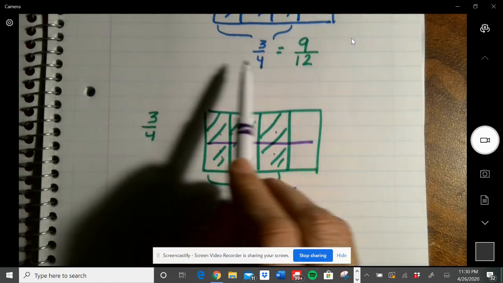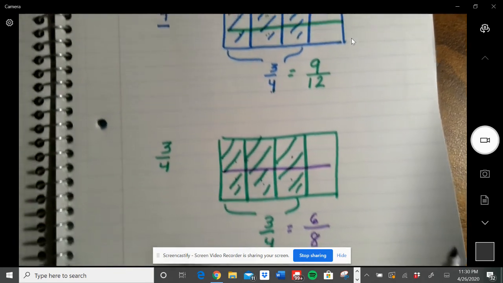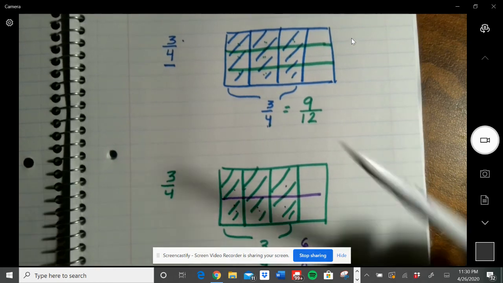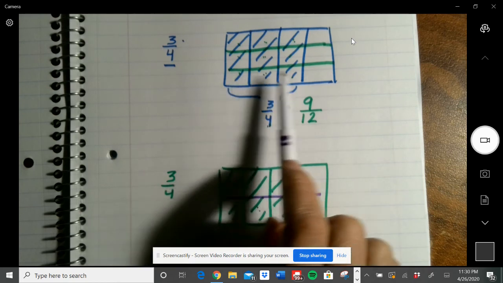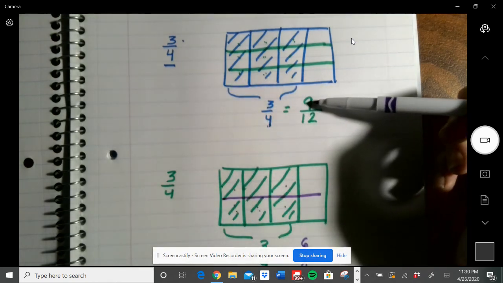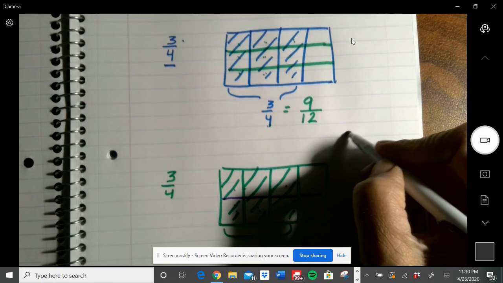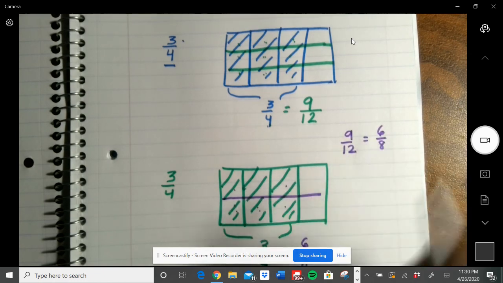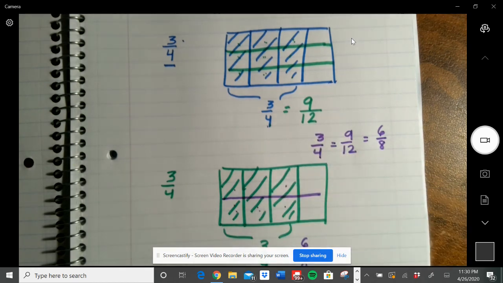So in this problem, I see that 3/4 is equivalent to 9/12, and 3/4 is also equivalent to 6/8. And we can see that because the same portion on both models is colored in. So each of these shows 3/4, but they also show equivalent fractions of 9/12 and 6/8. What that also means is that 9/12 is equivalent to 6/8. They are both equivalent to 3/4.